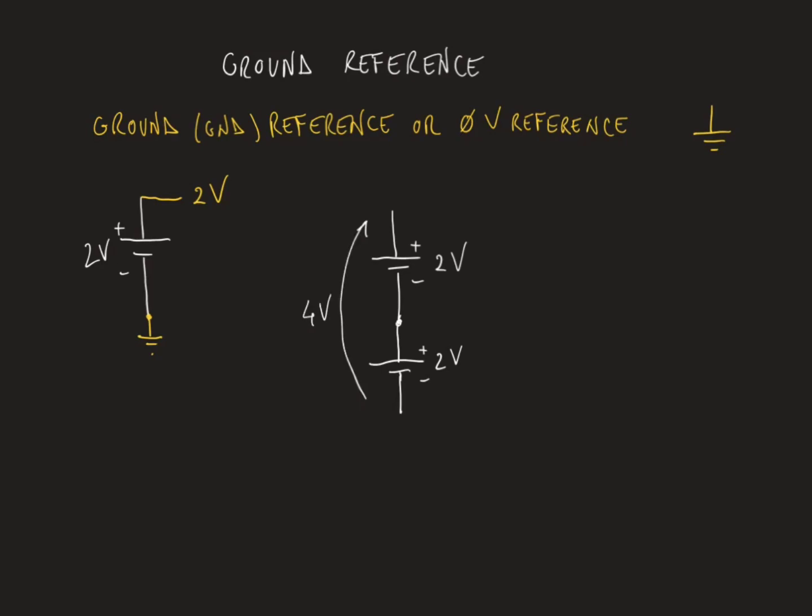If we connect the ground reference to the negative terminal of the bottom battery, then we can say that the common terminal of the two batteries is at a potential of 2 volts, while the positive terminal of the top battery is at a potential of 4 volts.